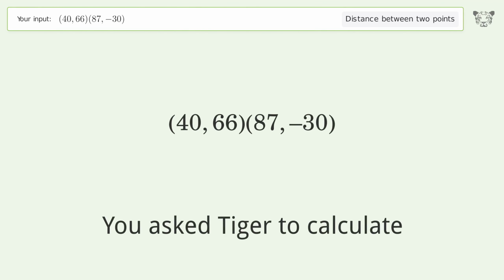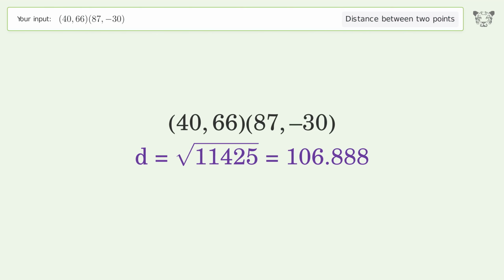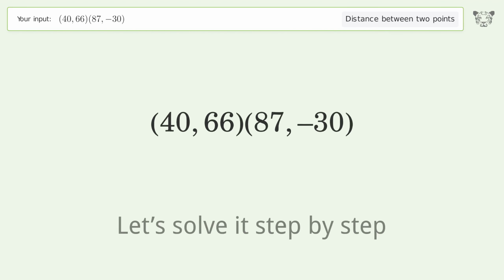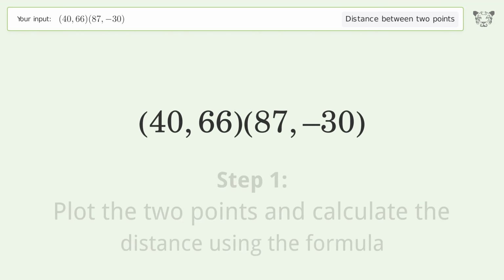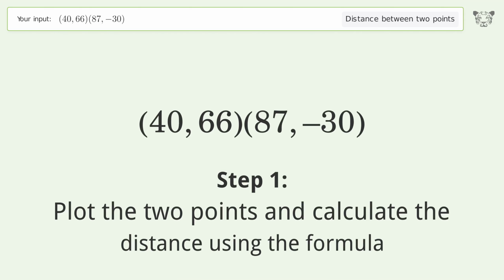You ask Tiger to calculate. This deals with the distance between 2 points. The distance between the 2 points is the square root of 11,425 or 106.888. Let's solve it step by step. Plot the 2 points and calculate the distance using the formula.